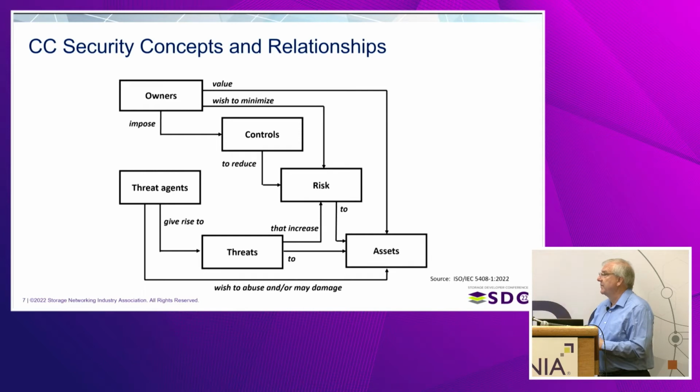This model is straight out of 15408 Part 1, which deals with concepts. It's one that we've used within SNIA over the years to talk about these various components and the relationships they have. It's pretty simplistic, but what I've seen is that a lot of developers aren't necessarily thinking about this facet of a product, and this is really intended to. This should be in the back of your mind when you're developing something.